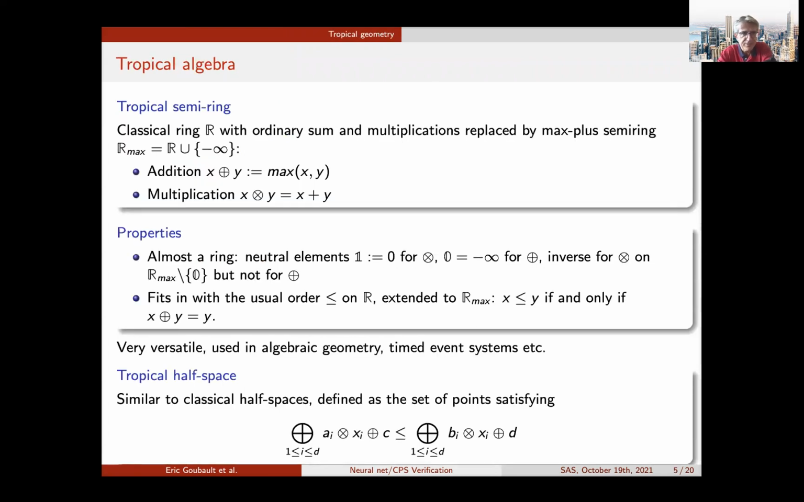Tropical arithmetic is based on the so-called tropical semiring, where you replace the classical addition by the maximum operation and the classical multiplication by the addition. So it's almost like computation with real numbers as you're used to, except it's a semiring. You don't have inverses for addition, but still you can define geometric objects as you are used to, like tropical half spaces. Tropical half spaces are given by affine inequalities of that form: sum of a_i x_i plus c is less or equal than sum of b_i x_i plus d, where a_i, c, b_i, and d are real numbers.